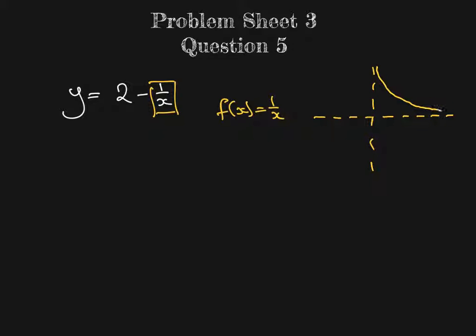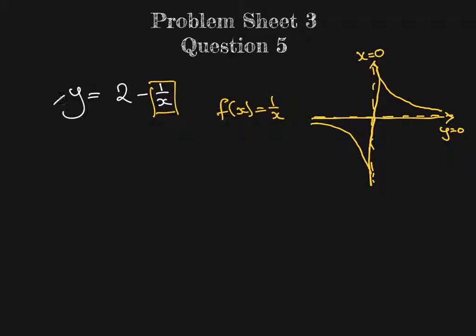So our parent function 1 over x looks like this. It's not right angles, it's very gentle behaviour against the asymptotes. It's got a horizontal asymptote sitting on the x-axis at y is 0 and a vertical asymptote sitting on the y-axis, which has equation x is 0.